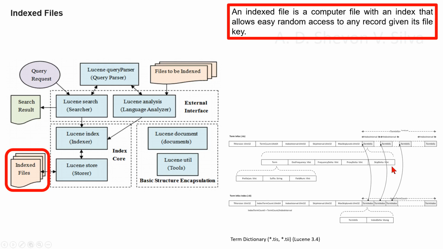Skip delta determines the position of this term's skip data within the .frq file. In particular, it is the number of bytes after the term freq data at which the skip data starts. In other words, it is the length of the term freq data.